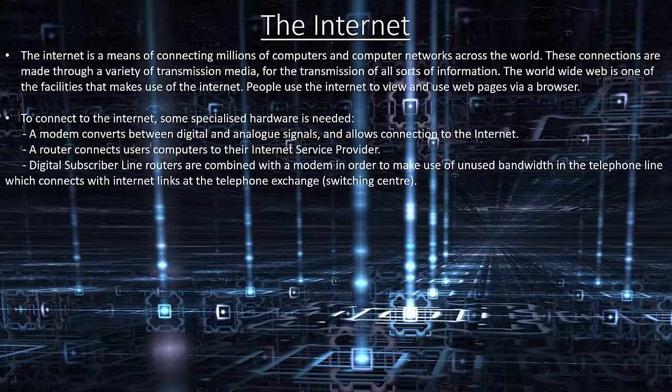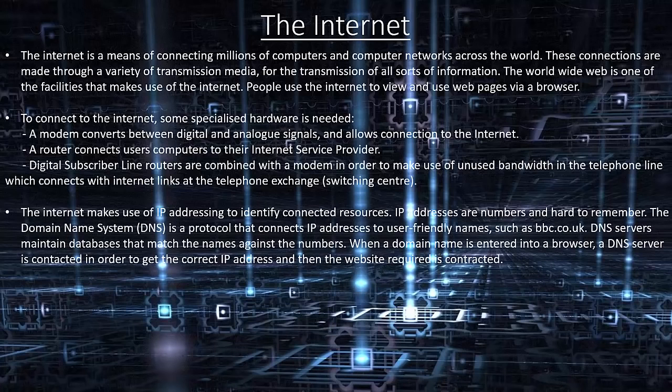To connect to the Internet, some specialized hardware is needed. A modem converts between digital and analog signals and allows connection to the Internet. A router connects users' computers to their Internet service provider. Digital subscriber line routers are combined with a modem in order to make use of unused bandwidth in the telephone line, which connects with the Internet links at the telephone exchange switching center.